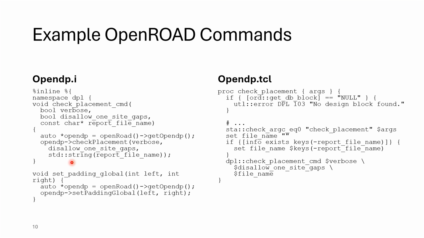And then one other thing to point out is that there is no set padding global equivalent command here. So you can have things that are exposed in the interface file, which do become Tcl procs, or things that you can call from Tcl, but they don't necessarily need to be exposed to the user. So this set padding global function is actually only used within other functions as a helper function.